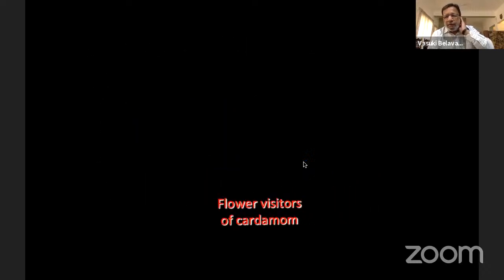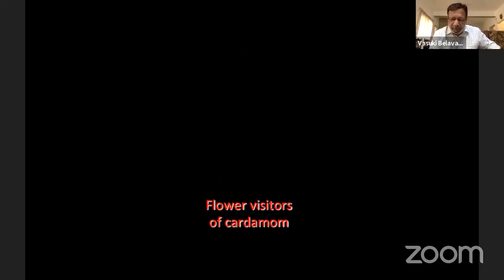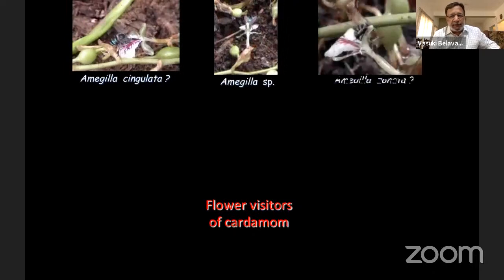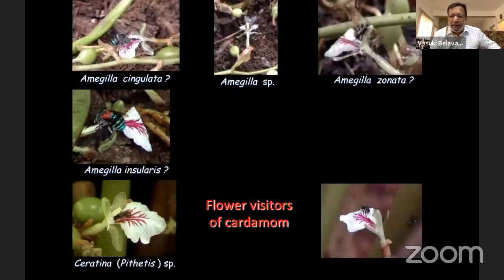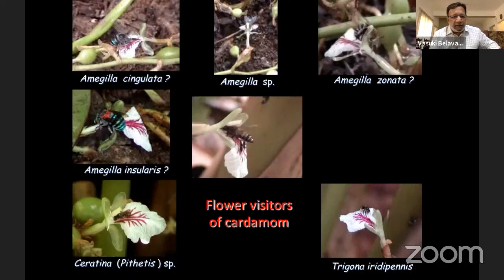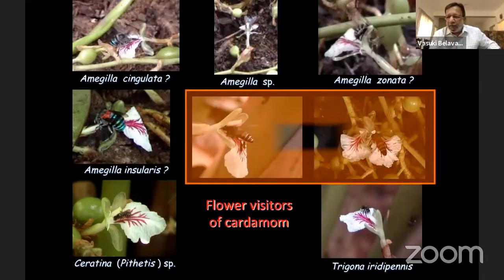Now, the flower visitors that we came across were several species in different months, in the early season and in the late season. There were several species of Amegilla, Serratina, and Tetragonula iridipennis, and also, of course, Apis cerana and Apis dorsata. All through we were concentrating on only these two species, but you find several other species of bees visiting in the seasons when the flower density was low. All these are solitary bees.